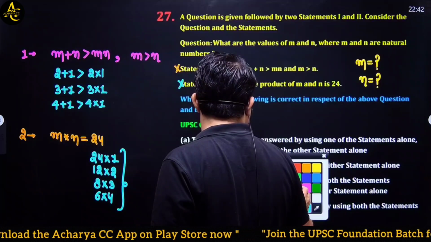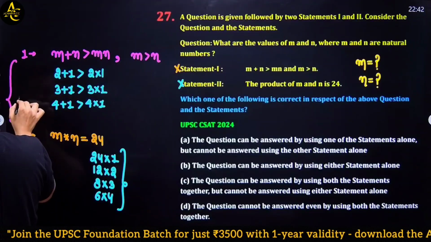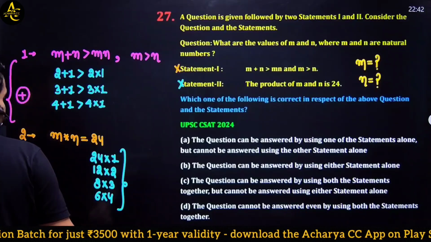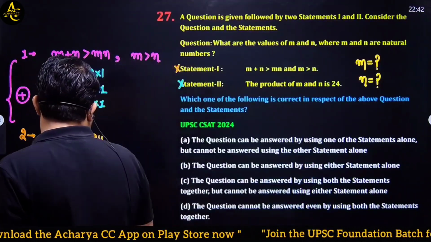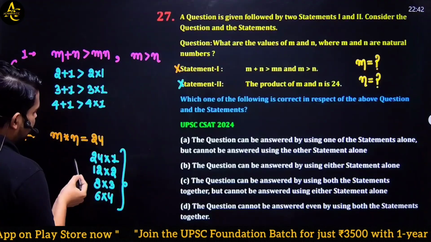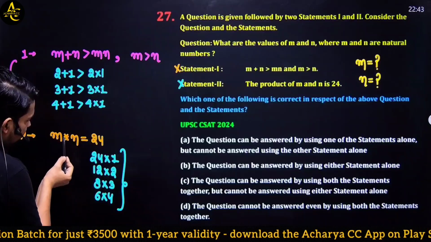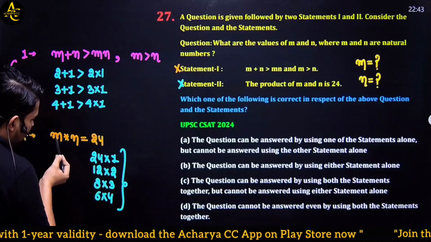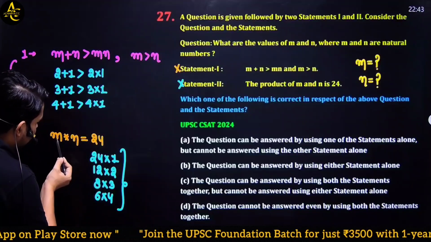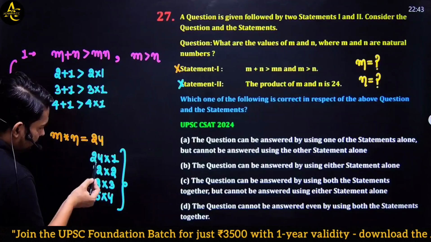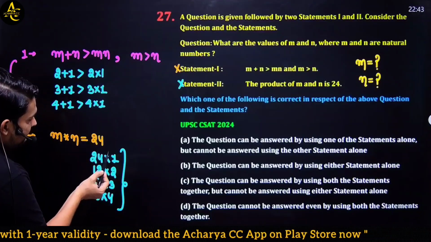If I combine these two statements, what I get from the first statement is that m is greater than n, so I can take only these four values: m equal to 24, n equal to 1; m equal to 12, n equal to 2; m equal to 8, n equal to 3; m equal to 6, n equal to 4. In all these four products, we have m greater than n.